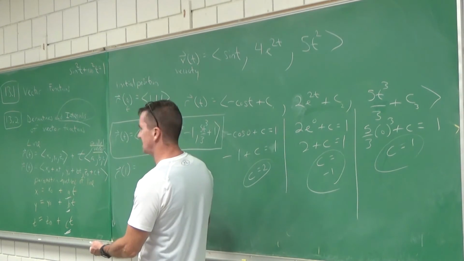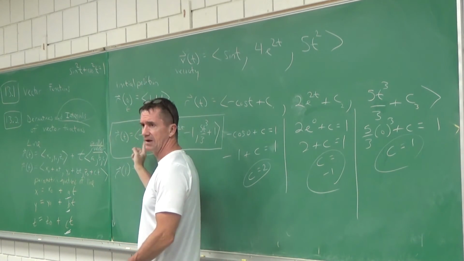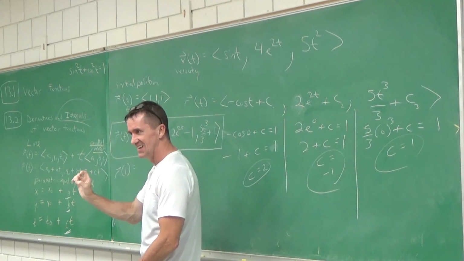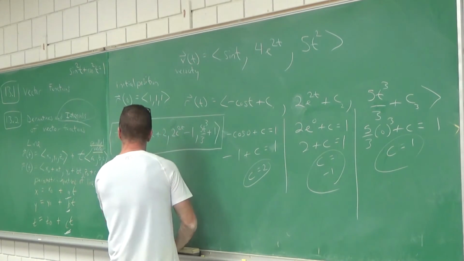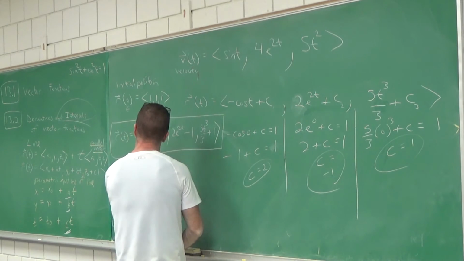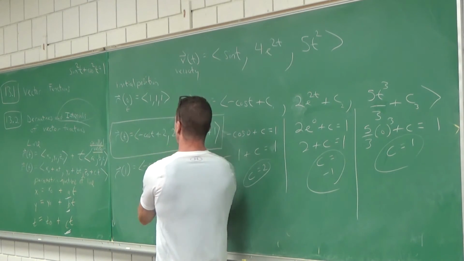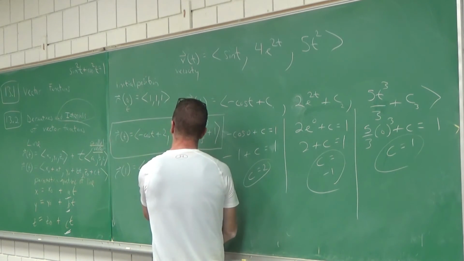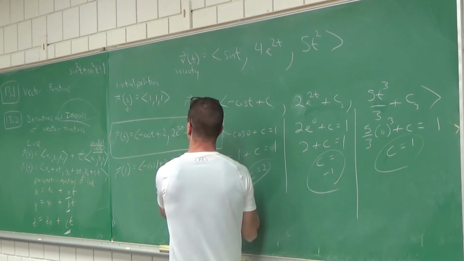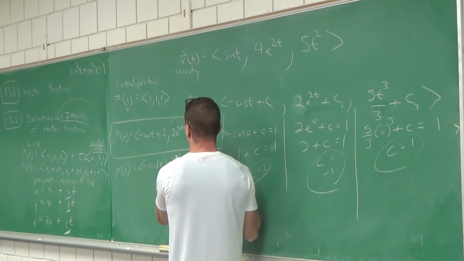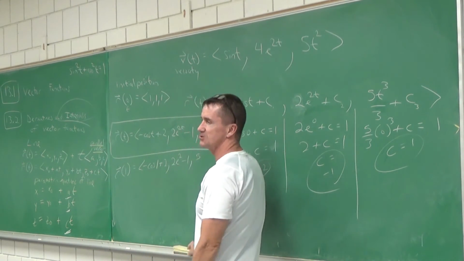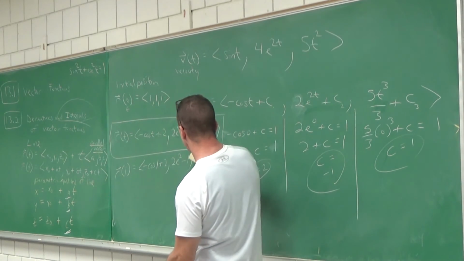The answer may look funny because the cosine of 1 radian is not neat, it's irrational, so I'm going to leave it as negative cosine of 1 plus 2, 2e to the 2 minus 1, and 5/3 plus 1. At least I could do that. What's 5/3 plus 3/3? 8/3?